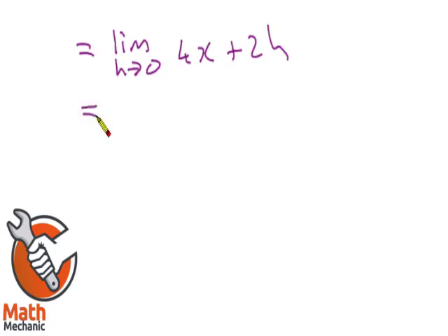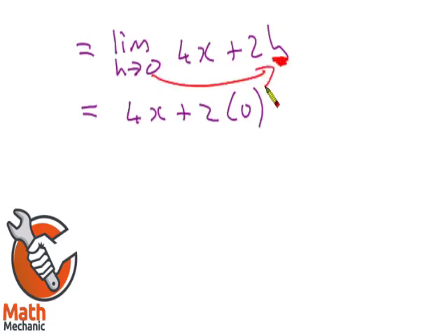So this becomes 4x plus 2 times 0. Notice that now I don't write the limit of h tends to 0 anymore, because I have actually replaced the remaining h with 0. So now I don't need the limit anymore, and 2 times 0 is equal to 0. So my first derivative is just equal to 4x.